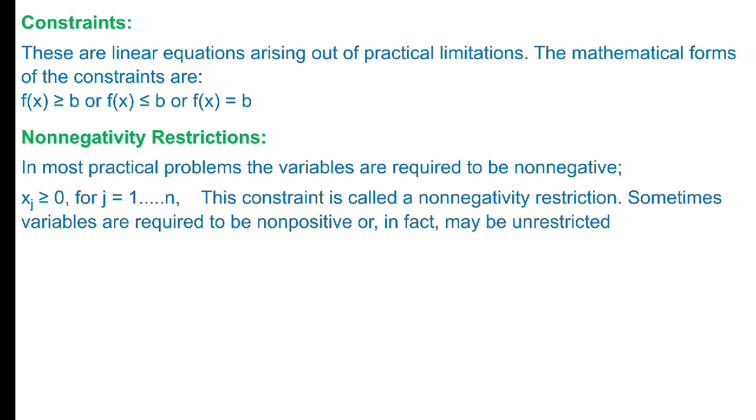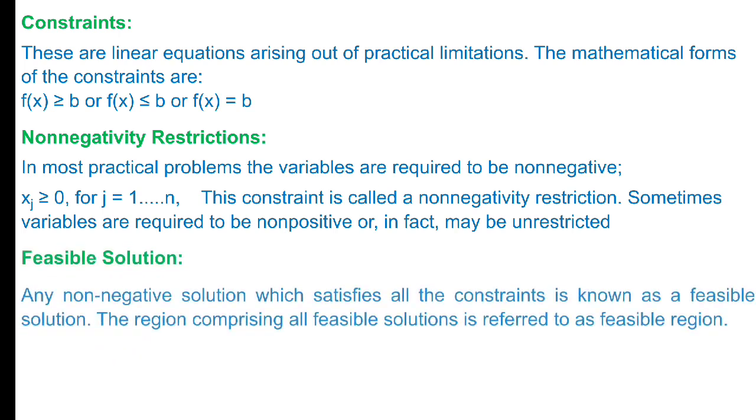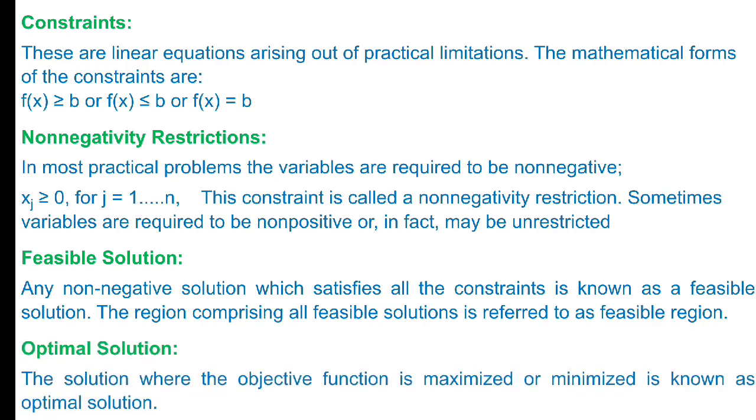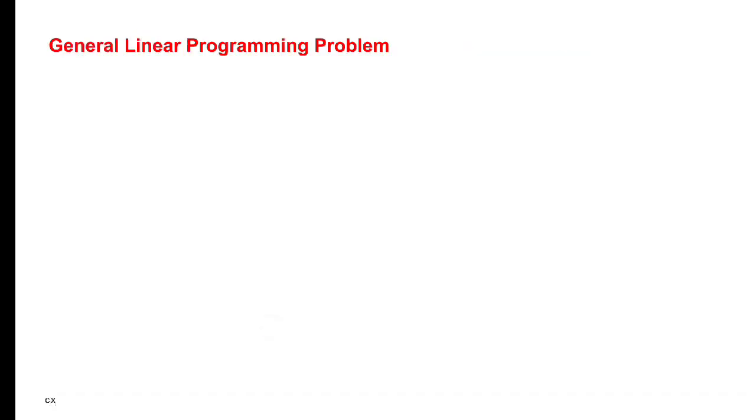Sometimes variables are required to be non-positive or in fact unrestricted. Feasible solution: any non-negative solution which satisfies all the constraints is known as feasible solution. Optimal solution: the solution where the objective function is maximized or minimized. Both ways, you can say it is called an optimal solution.